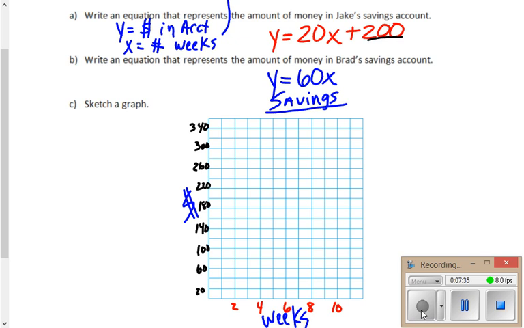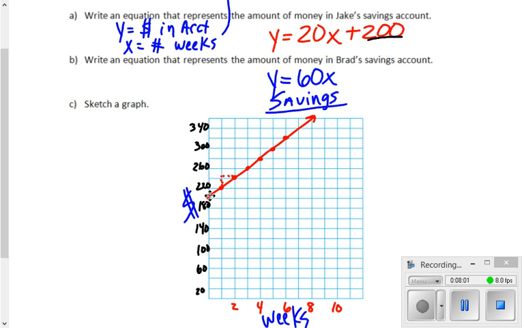He started out with $200 in his account, and then he goes up $20 per week, so up 20 over 1. When I go up, I'm counting by 20s, and when I go over, I'm counting by 1s. So up 20 over 1. I'm going to keep using that slope there. Draw that linear line, and this is what Jake's bank account looks like.